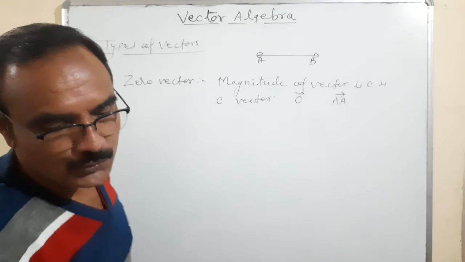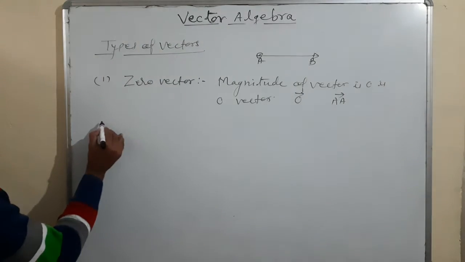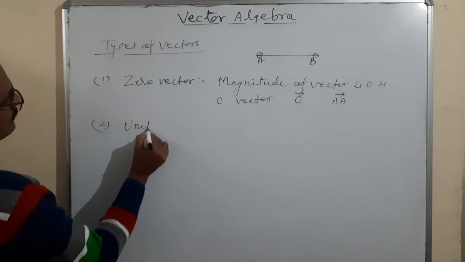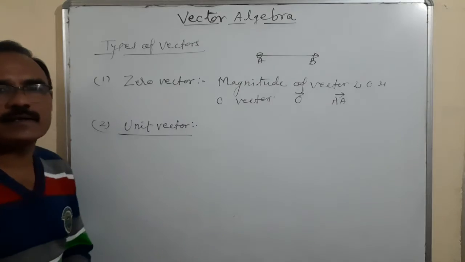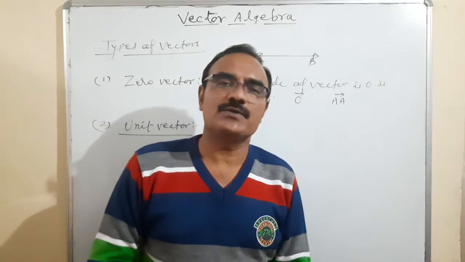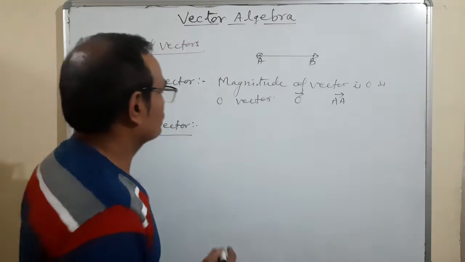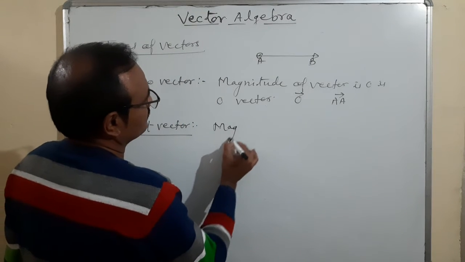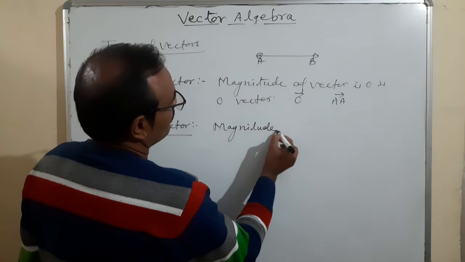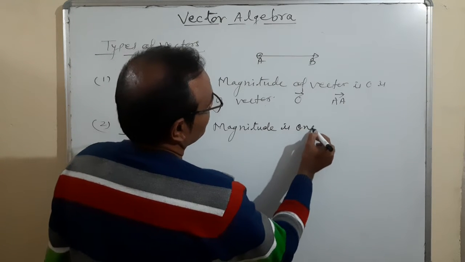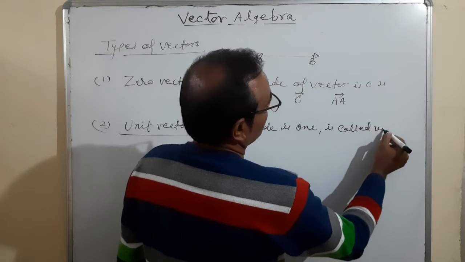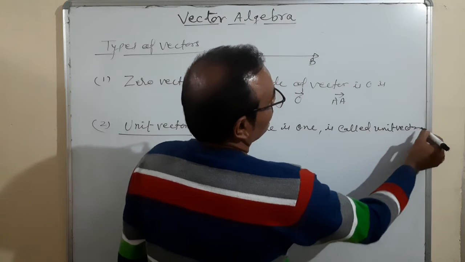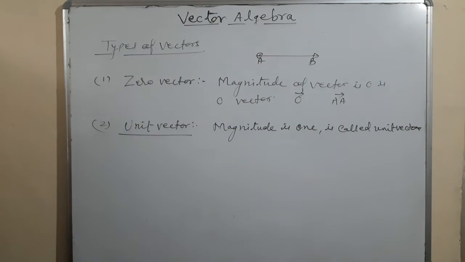So when I write here AA, it is called zero vector. Second one is unit vector. What is unit vector? Again, by the name we can understand. Its magnitude is 1, it is called unit vector. If the magnitude is 1, then it is called unit vector. Got it?